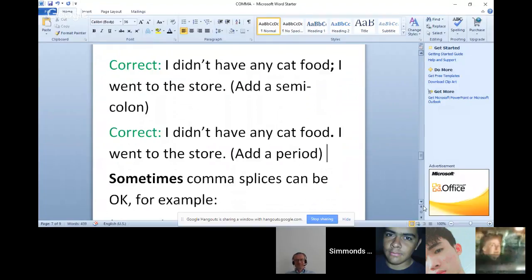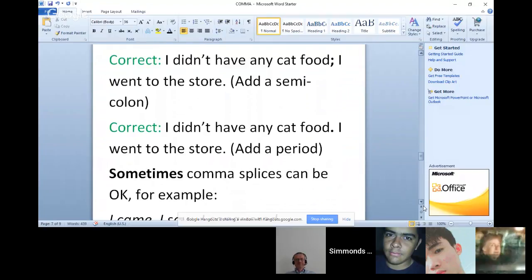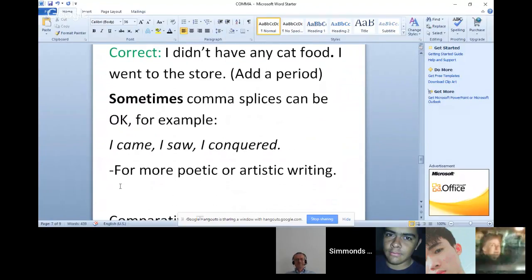And then it says, sometimes comma splices can be okay. For example, when we have the expression, I came, I saw, I conquered. And that's for more poetic or artistic writing. So there are rules, but we always have that other side of the English language, which are the exceptions.